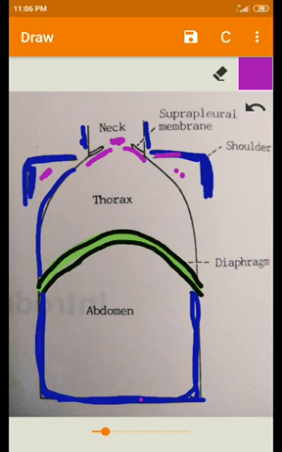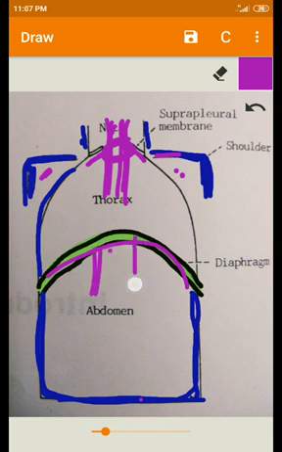Okay, in the next session we will see the superior aperture or inlet of the thorax. Inlet means this one. So this is the inlet of the thorax and the lower border is called the outlet. Through this inlet, what structures are passing, and through the outlet, what structures are coming out. That thing we are going to see in the next video.